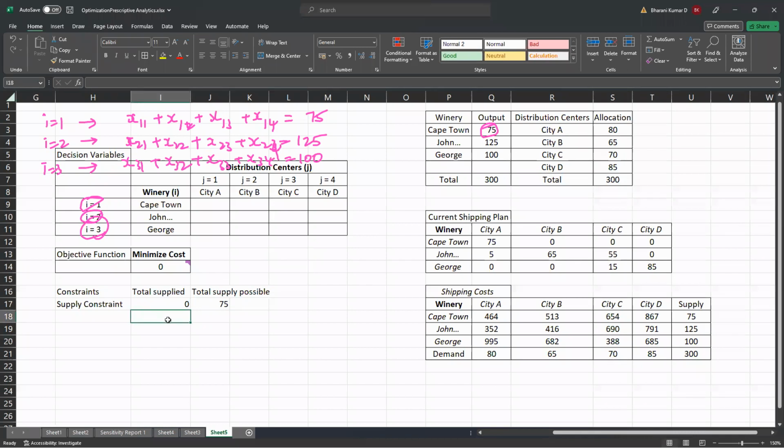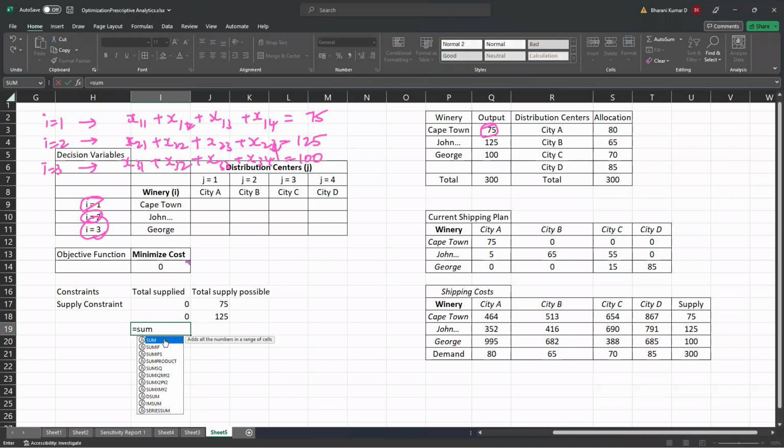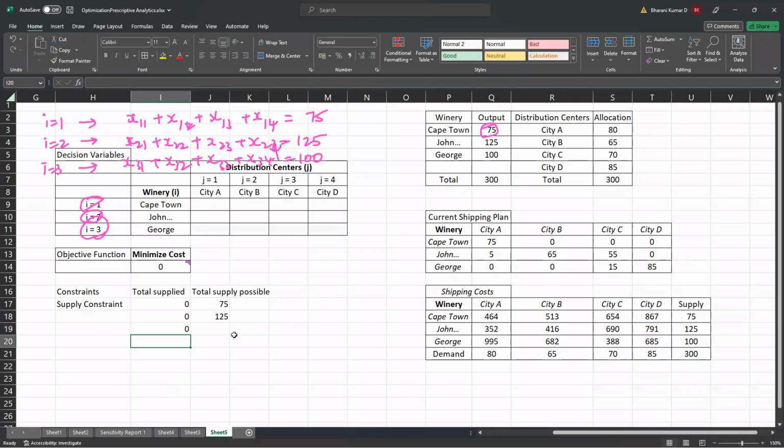Then here also you put another constraint. Same thing. Summation of all these values, 125. Right? That should not be more than that. Then again, you give summation of all these. How many ever liters of wine you want to transport? It should be equivalent to 100. Okay. Then we also have demand related constraints.